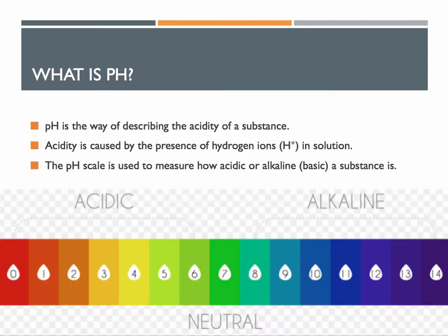So, what is pH? As we've said, it's the way of describing the acidity of a substance. So, acidity is caused by the presence of hydrogen ions in a solution. Hydrogen ions are literally the hydrogen that you see on the periodic table, that particular element. That is what causes pH. And the pH scale is used to measure how acidic or alkaline, and alkaline also means basic, a substance is.